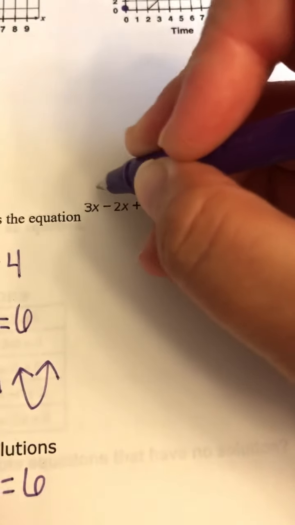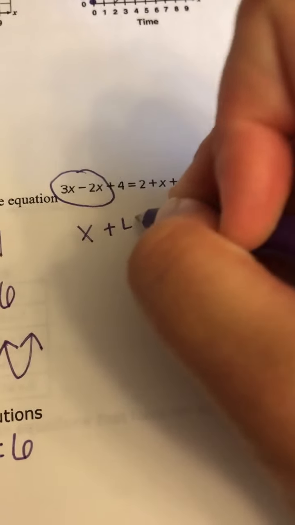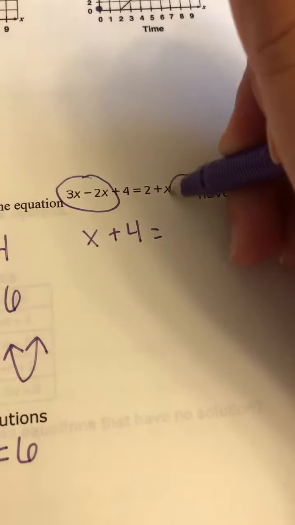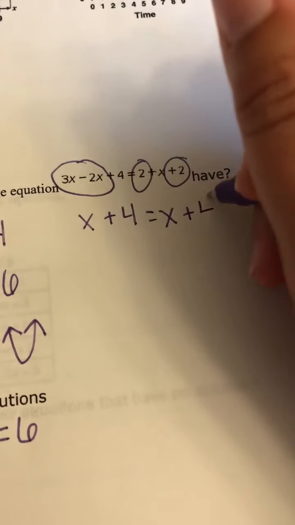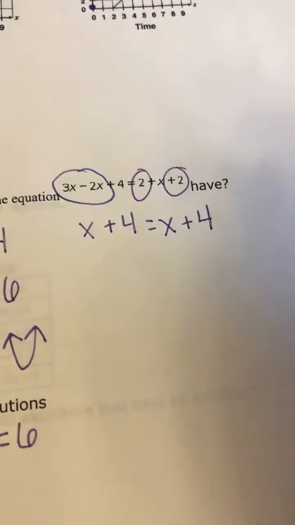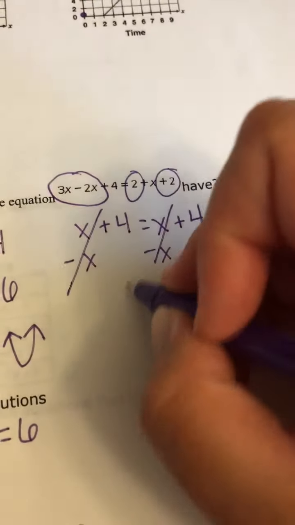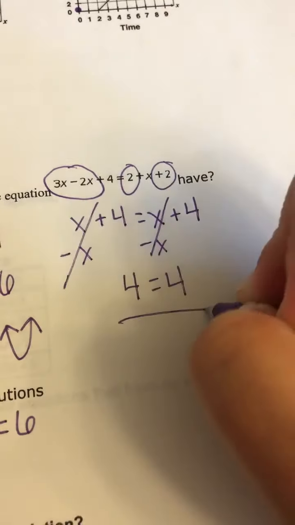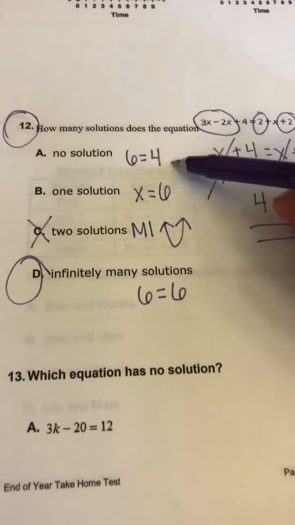So if we look at this equation, I can combine like terms on the left. That's going to give me x plus 4. And then I can also combine like terms on the right. 2 plus 2 is 4. And if you haven't seen it already, these guys are the exact same thing. When you try to isolate your number, your variables cancel out, and you're left with 4 equals 4. That is always true. So this solution would be infinitely many solutions. 13 would be referring to no solution, so it's asking you which one of your equations would have no solution.